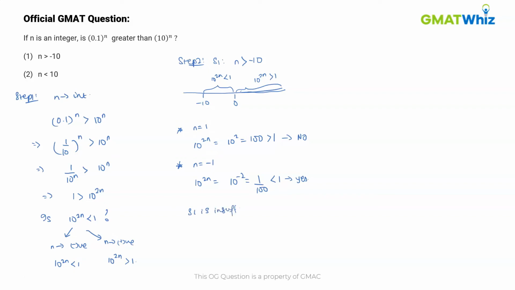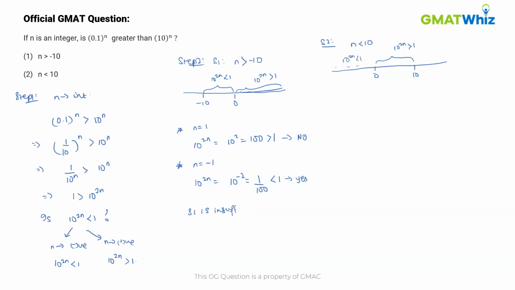Again, let's check the sufficiency of statement 2. Now in statement 2 we are given that the value of n is less than 10. Now again, if we draw the number line, we have 10 here, 0 here, and all the negative integers on this side. Now as discussed in step 1, when the value of n lies between this range, that is between 0 and 10, then 10 to the power 2n will be greater than 1. But when the value of n lies on the left hand side of 0, then 10 to the power 2n will be less than 1.